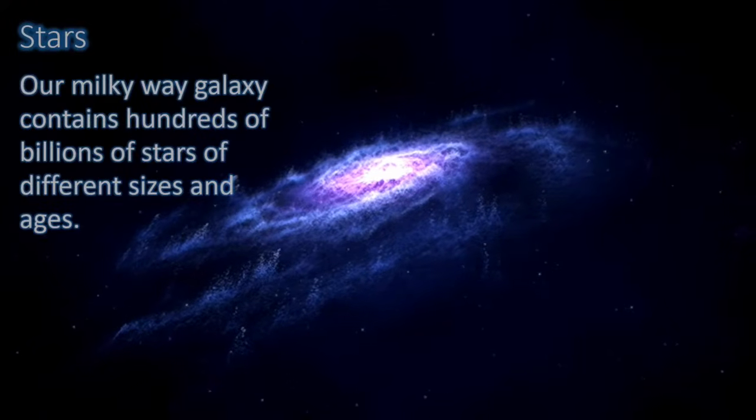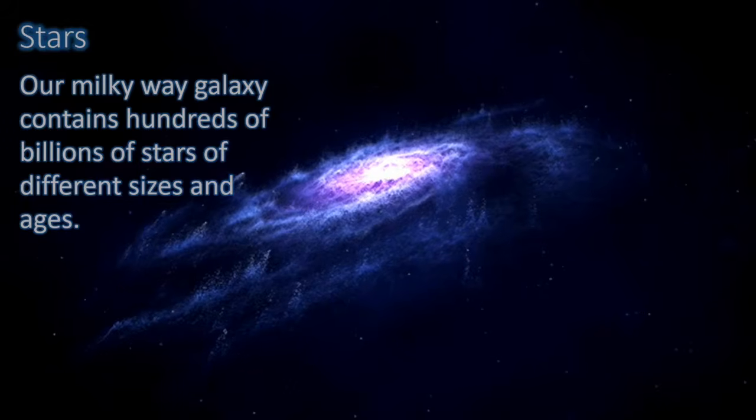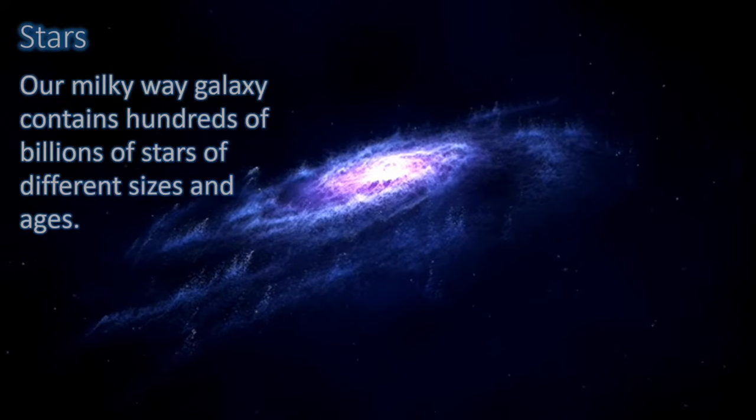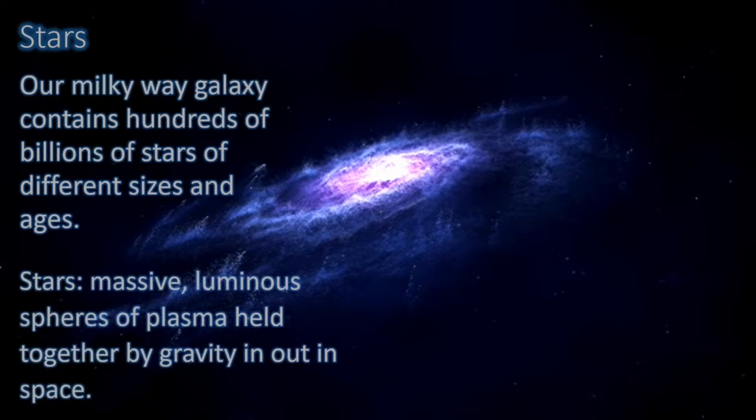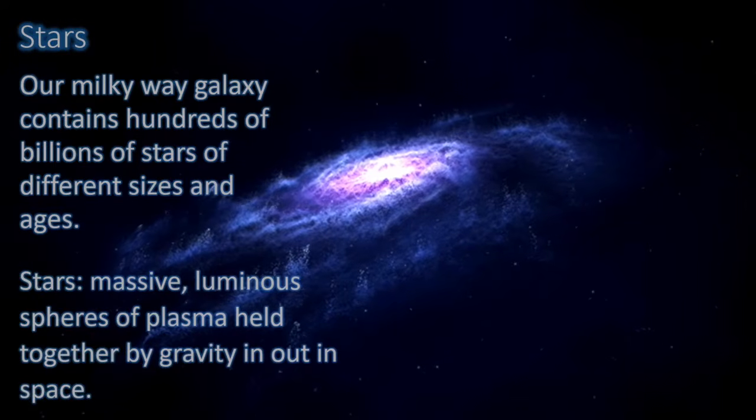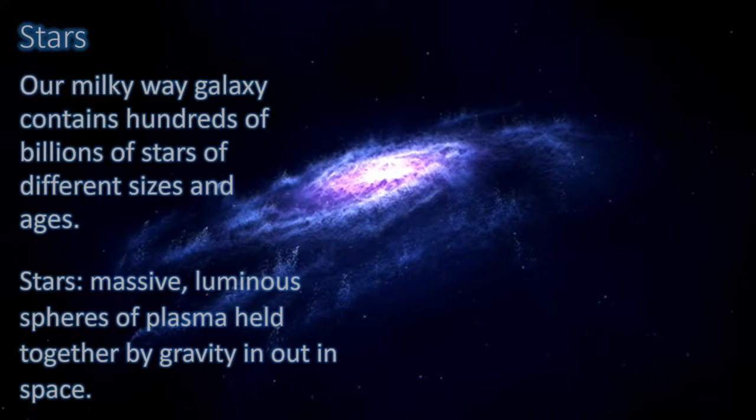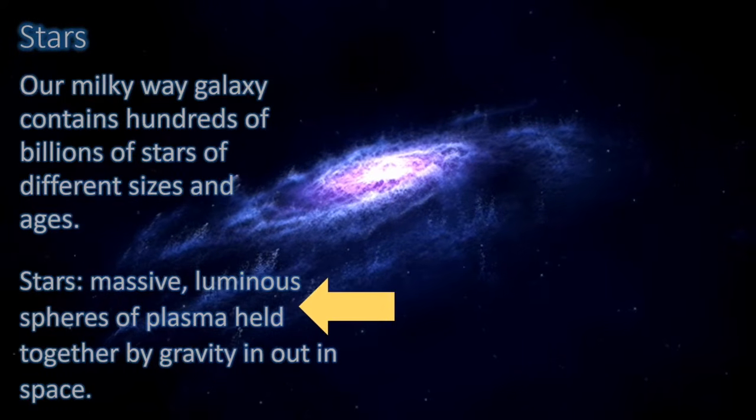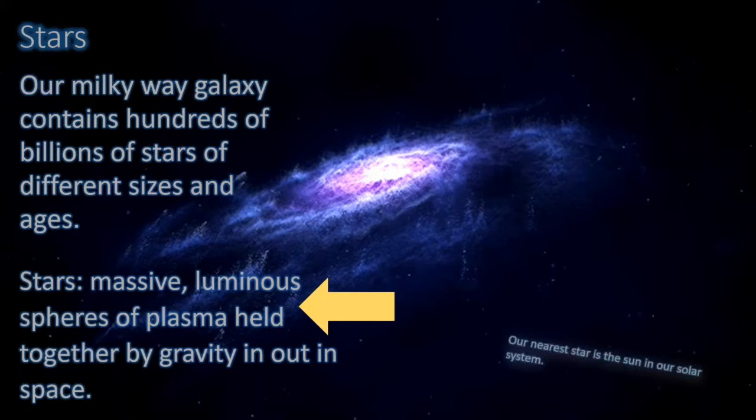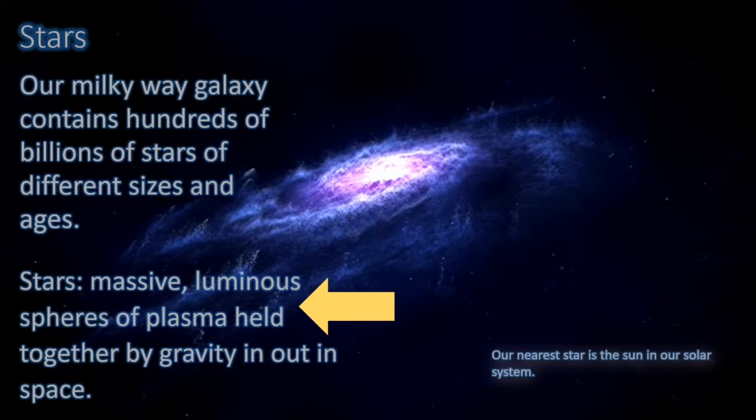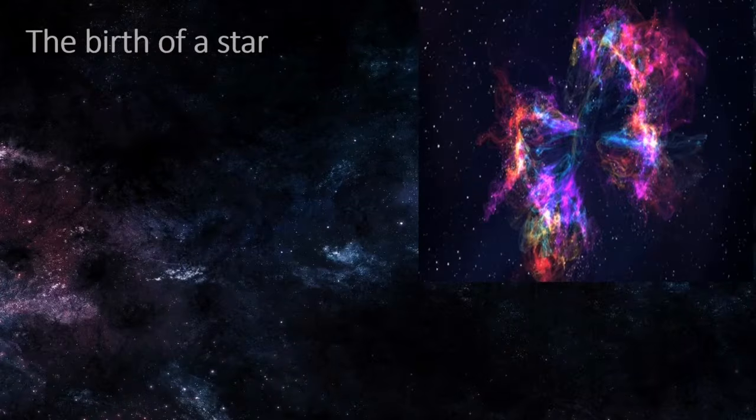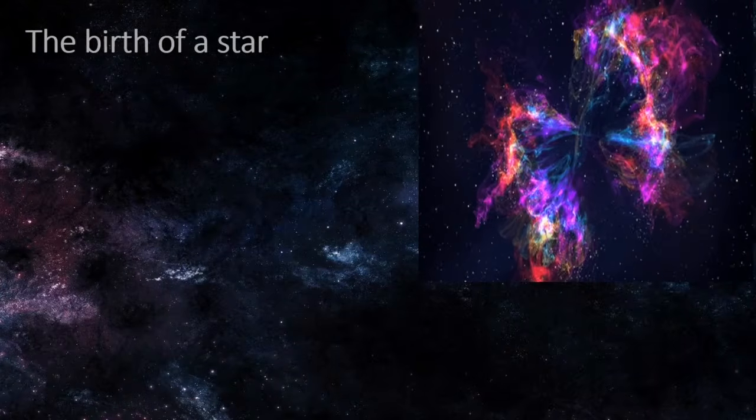Our Milky Way galaxy, which is the galaxy we are found in, contains billions of stars of different sizes and different ages. A star can be defined as a massive luminous sphere of plasma that's held together by gravity in outer space. This is the definition of what a star is. And our nearest star in our solar system is the Sun. So let's have a look at how a star is born.